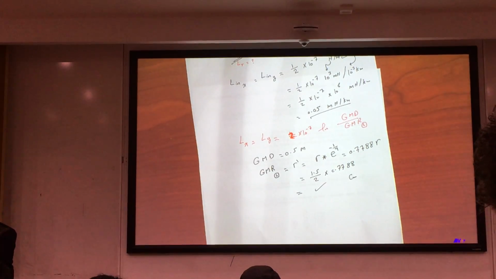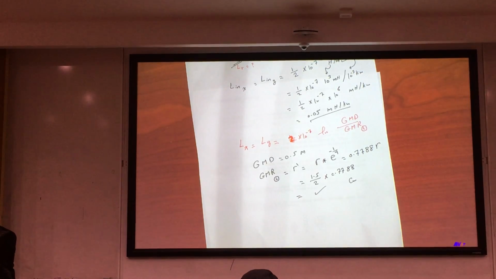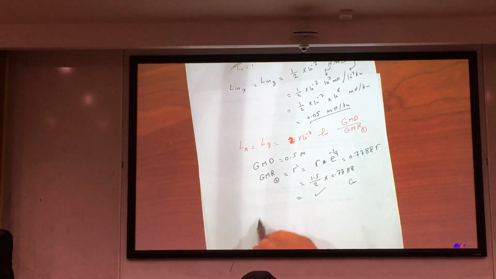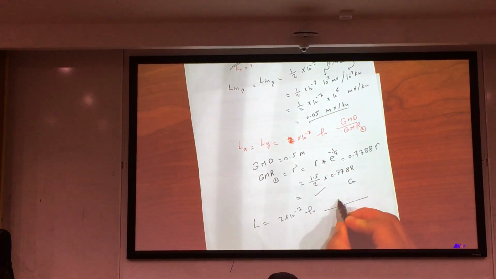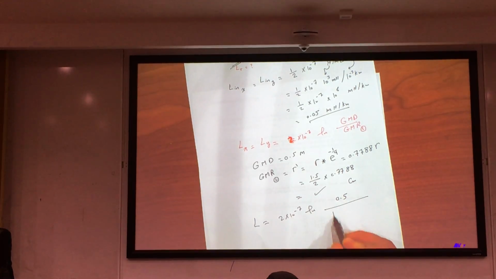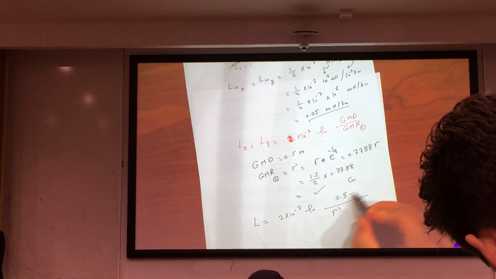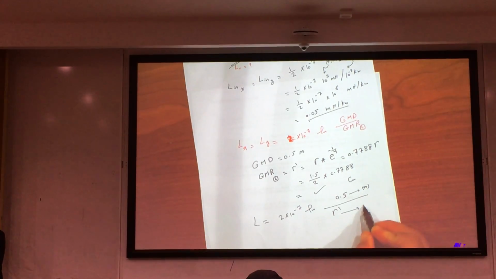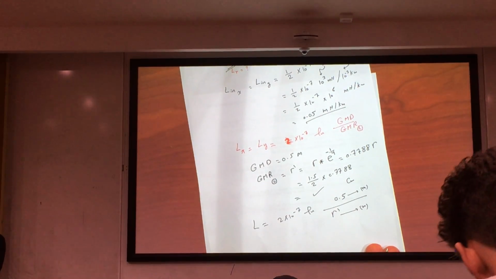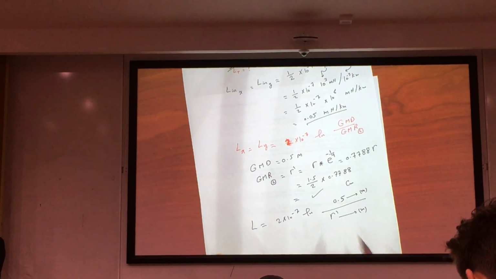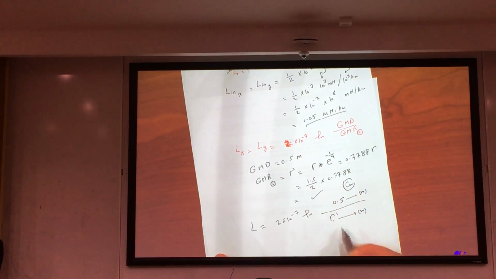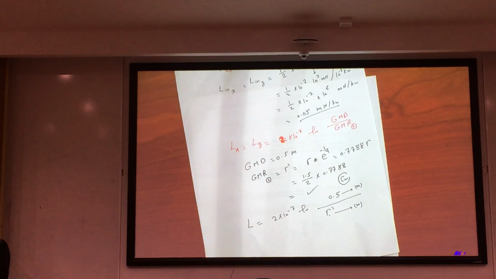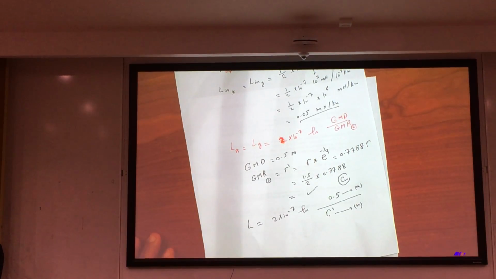Then you can calculate now L. So L will equal to 2 times 10 to the power minus 7 when geometrical mean distance is 0.5 divided by R dash. Please remember that 0.5 here is in meter, so you have to convert this into meter. Most of students in final exam forget to use the same units. So they use centimeter here and they use meter here. So when you get your answer here in centimeter, don't forget to divide it by 100. Make it same units in numerator and denominator.